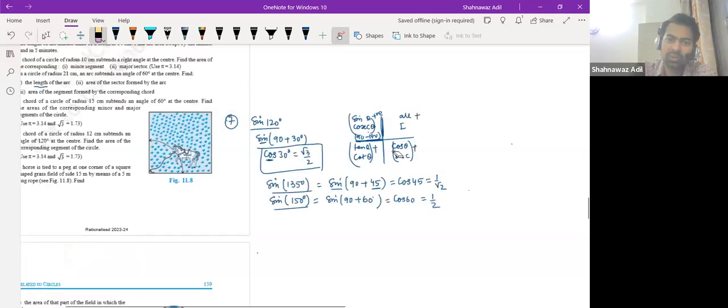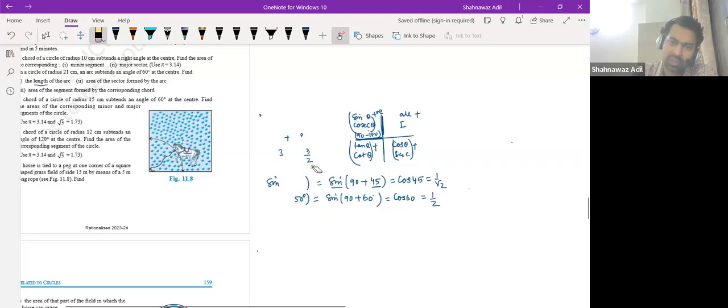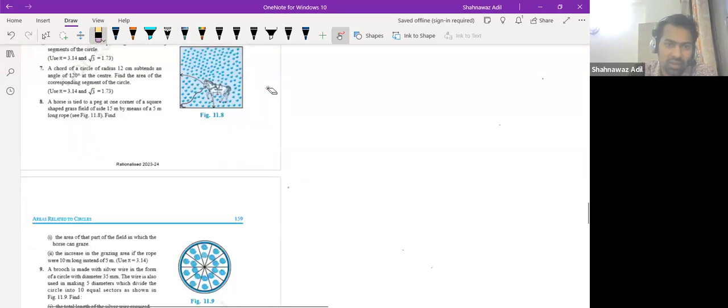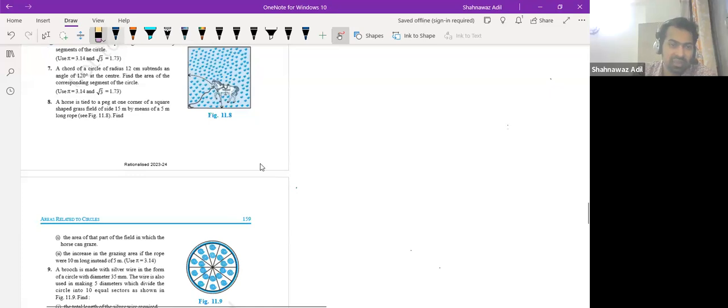Okay, so finally, we have reached this horse ground, right? So there is this horse, and he is tied to this rope, right? And it's tied to a peg at one corner of a square, right? So this is one corner of a square-shaped grass field of side 15 meter by means of a 5 meter long rope. Right. So find the area of the part of the field in which the horse can graze. So the horse can graze in this region, right?